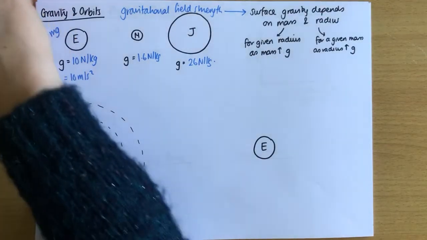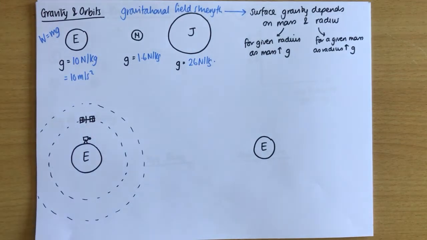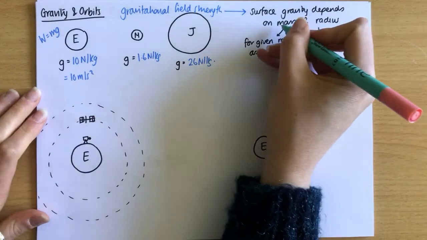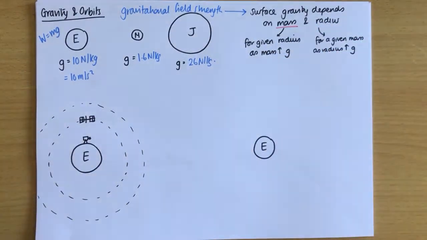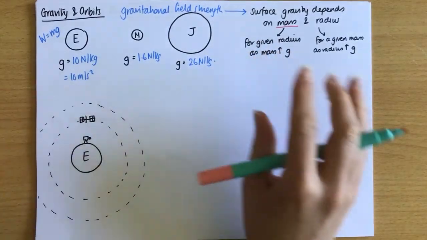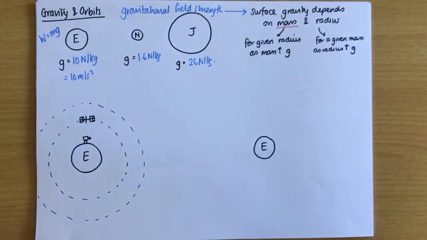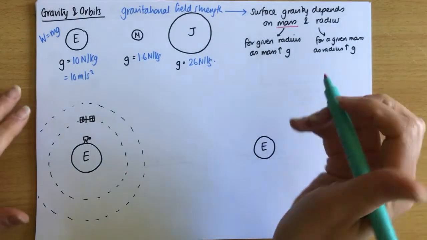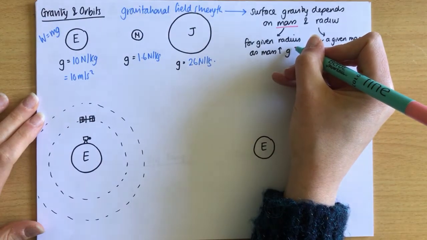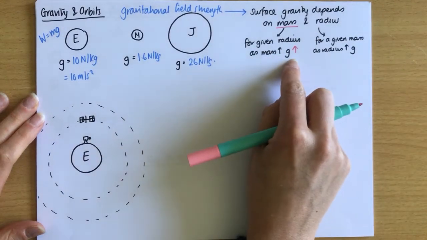Now, when we're thinking about the size of these planets, the reason that Jupiter has got a bigger gravitational field strength than the Earth isn't just because it's bigger, it's because it has a higher mass. So the more mass something has, the more gravity it has. So for a given radius, for a given size of planet, if I had two planets that were identical sizes, but one was heavier than the other, had more mass than the other, then the gravity of that more massive planet would be higher. So as mass increases, gravitational field strength or surface gravity increases.